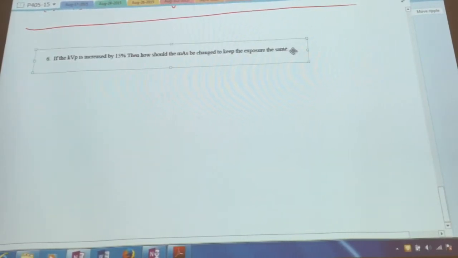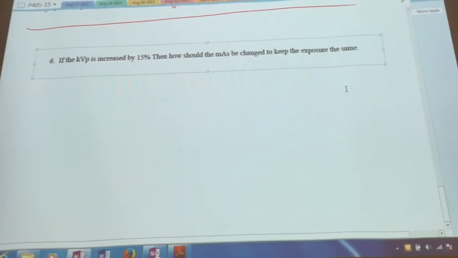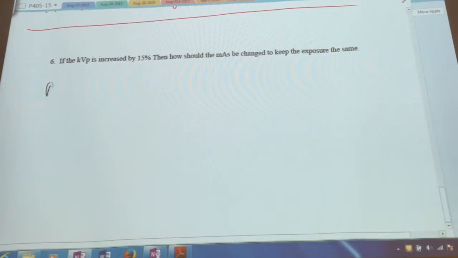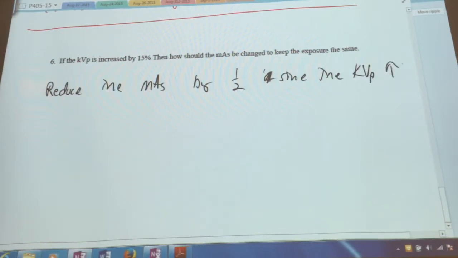If the kVp is increased by 15%, how would you change the mAs to keep the exposure the same? You should reduce your mAs by half, because the kVp is increased. Now, would you mind telling me how you plan to reduce your mAs by half? What is mAs, in other words? Milliampere times seconds. So we're going to reduce the mAs by 1/2 since the kVp increased, and mAs is current times time. That means you would decrease your exposure time.